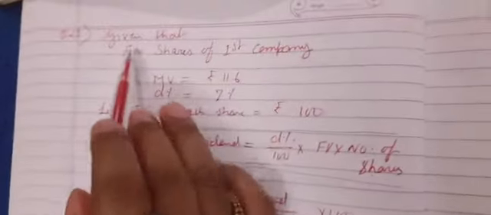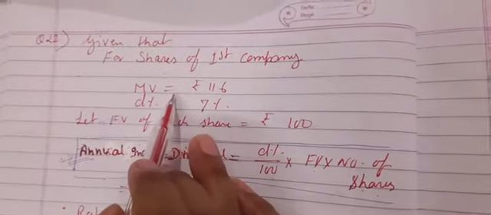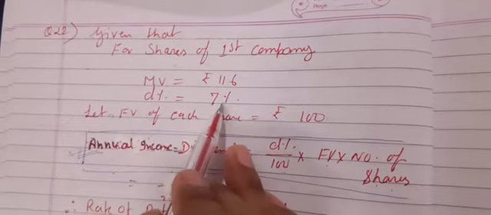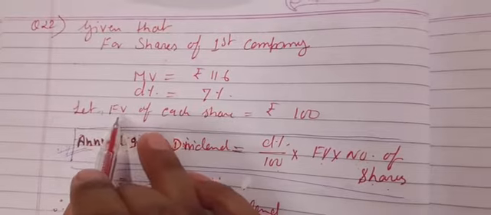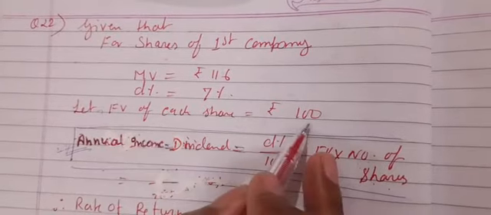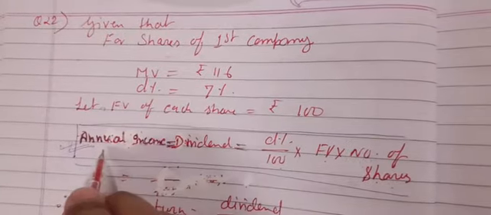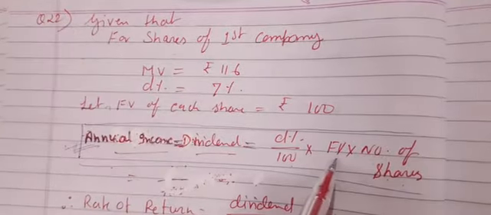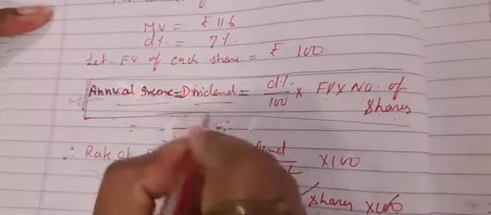First of all, I have written that given that for shares of the first company, market value is rupees 116. This market value is of one share. Dividend percent is 7%. Face value is not given, so we will assume that the face value of each share is rupees 100. So the dividend or annual income is equal to dividend percent upon 100 into face value into number of shares. That is our formula for dividend.